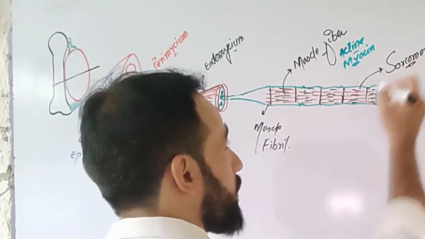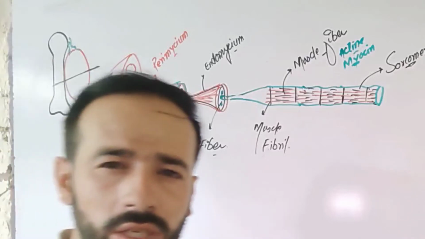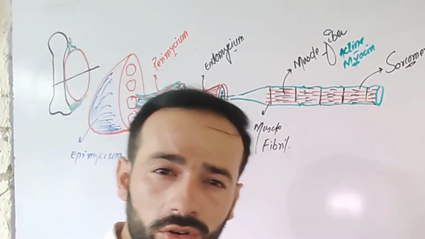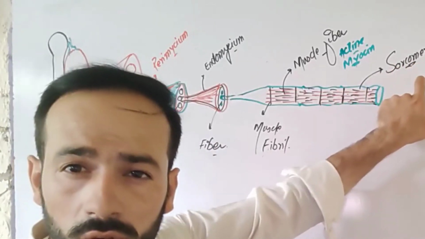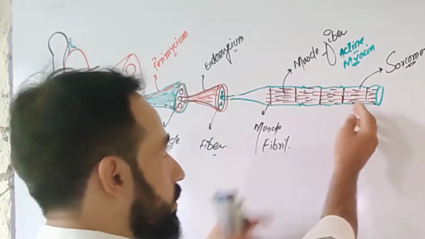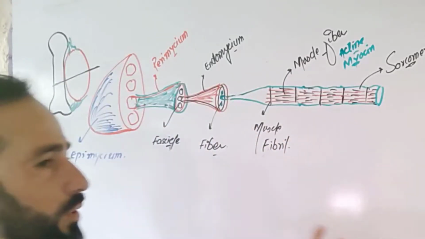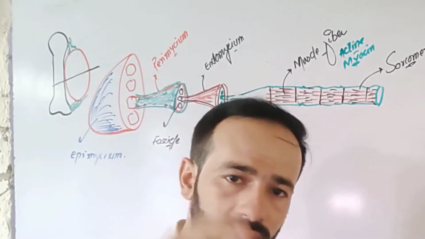So what is a sarcomere? The main functional unit, the main contractile unit of skeletal or cardiac muscle. This is called one sarcomere. Now let us take out this one sarcomere here, enlarge it, and see inside one sarcomere. So our lecture begins right now.